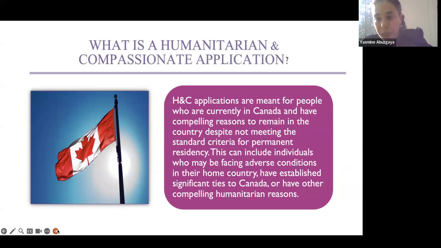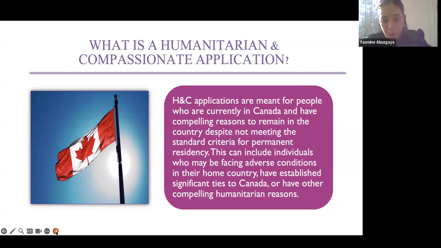As I said, they are really meant for people who are currently in Canada and have compelling reasons to remain in the country, despite not meeting the standard criteria for permanent residency, right? Because of this, it's important to know that H and C applications are highly discretionary. They can include children as dependents, but there are some limitations, such as long processing times, pretty significant fees, and there's no real automatic qualification for assistance.